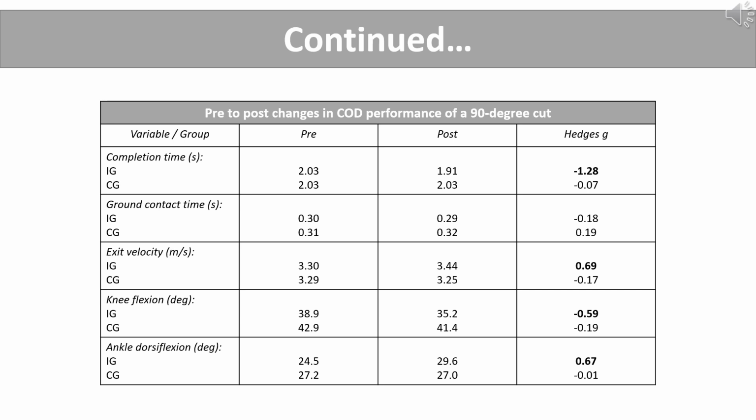That probably means that these athletes were performing a much more upright movement pattern during the 90-degree task. And I'm not sure that lots more ankle dorsiflexion is entirely what we would want. But what I can tell you is they are still performing the task faster. They are still performing the task with less knee flexion, and that's ultimately contributing to greater exit velocity.